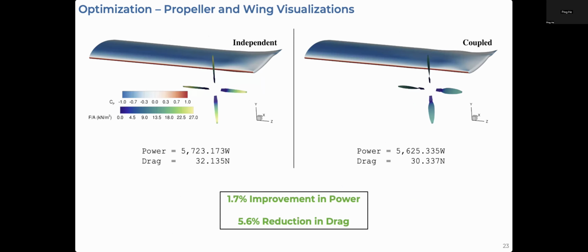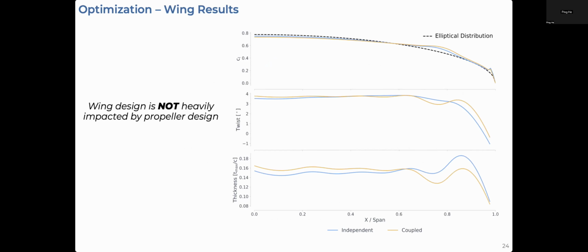Now, when we do a comparison of the independently optimized and coupled designs, once they're both trimmed, we see that for the independent design, we have a power of a little over 5.7 kilowatts and a drag of 32 newtons. And for the coupled case, we have about 5.6 kilowatts and 30 newtons. So we see a modest 1.7% improvement in power, but a larger 5.6% reduction in drag. Now, where does this difference come from?